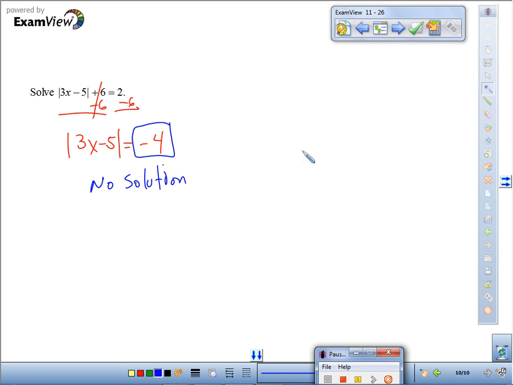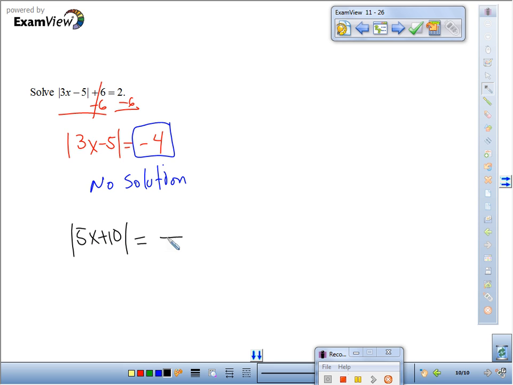Okay, just to summarize, here we go. When you simplify, if you end up with an absolute value equal to a negative number, doesn't matter what number that is, and it doesn't matter what's inside the absolute value, as long as there's nothing outside the absolute value anymore, let me make up something. Here it goes. 5x plus 10, and it's equal to a negative number. Give me a number. 23. Well, guess what? No solution.